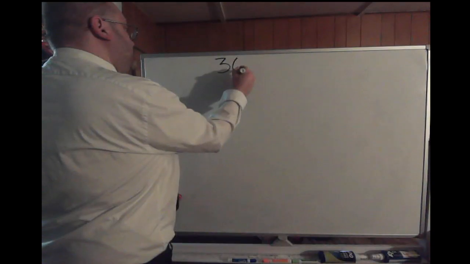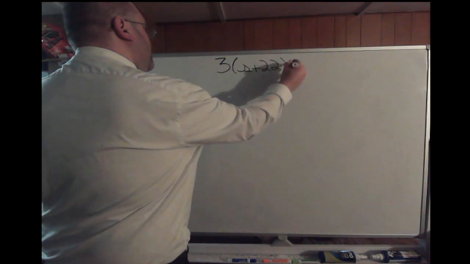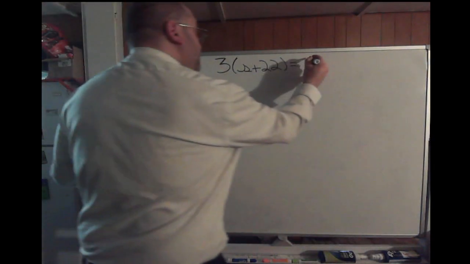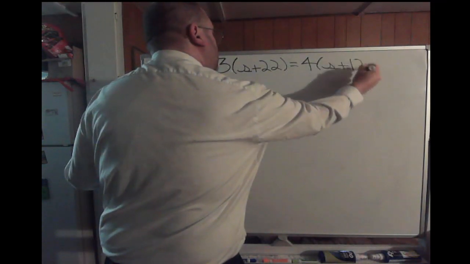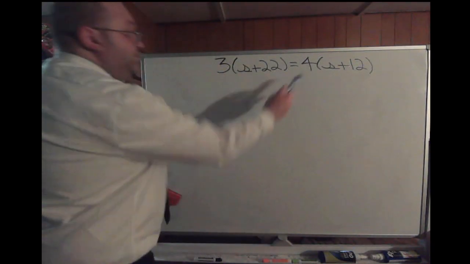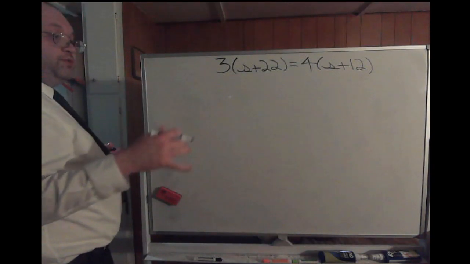And we might do 2 more problems, actually. Alright, so let's see. We have 3 times the quantity of S plus 22. We're going to set that equal to 4 times S plus 12. So we got 3 times the quantity of S plus 22 equal to 4 times the quantity of S plus 12. Well, we'll go ahead and do our distributive property on each side first.